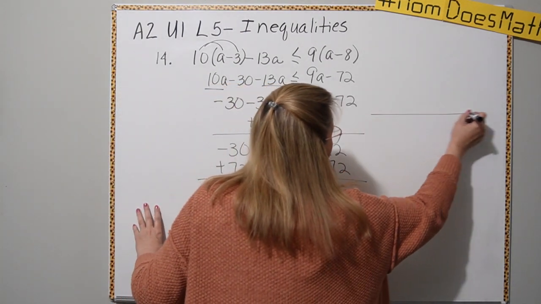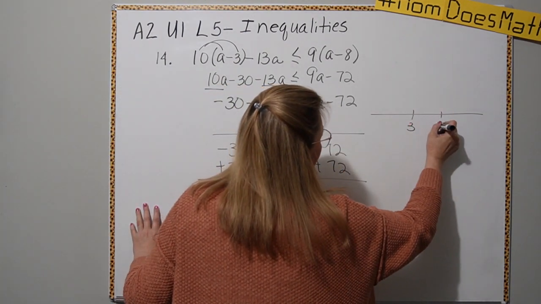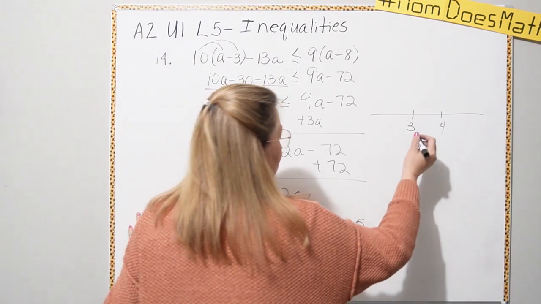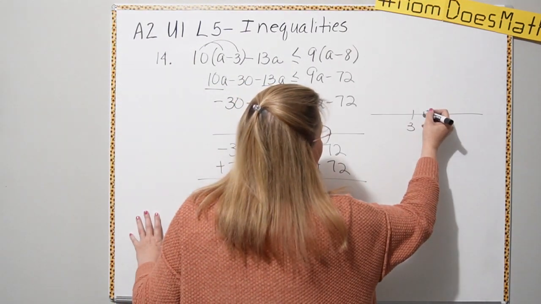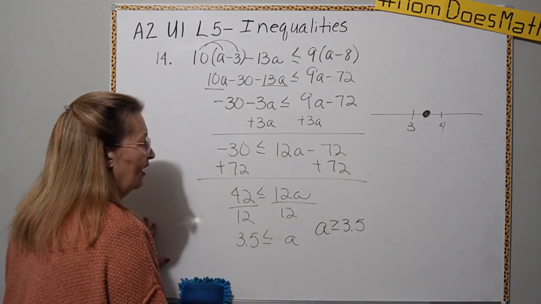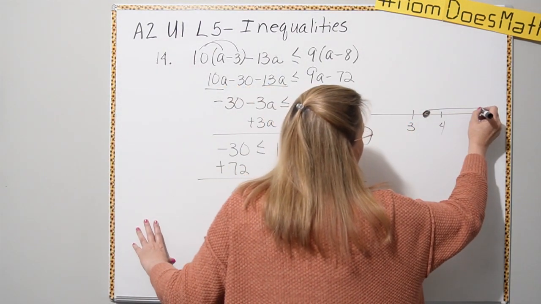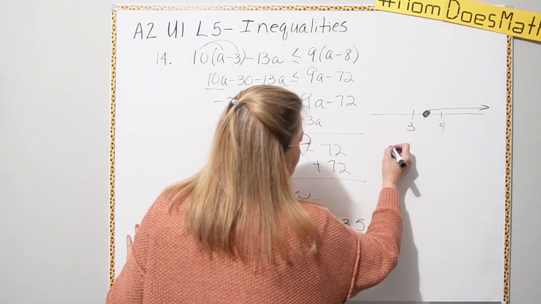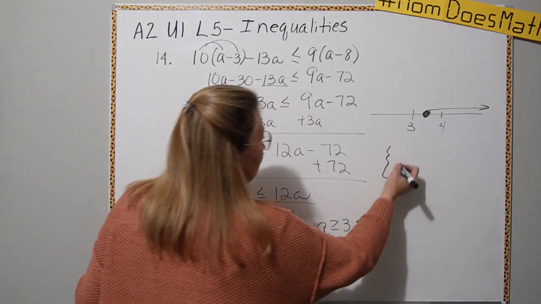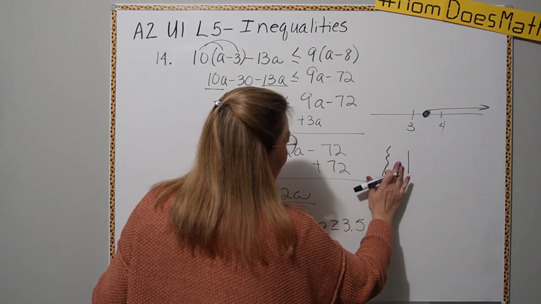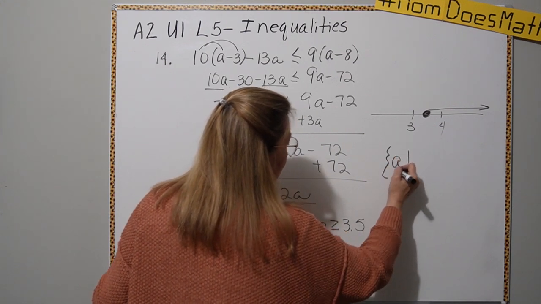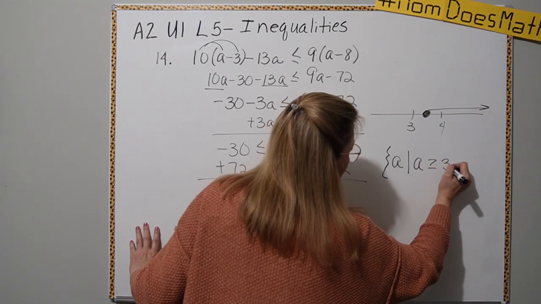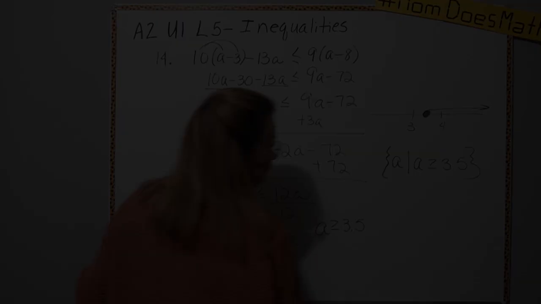So when I put this on the number line, I'll just pick two hash marks and put 3 and 4. All right, it's greater than or equal to, so it's going to be a solid dot at 3.5. And since it's greater than, it's going to go off to the right. Now, we're doing this in set notation, so we're going to have a brace. X, so, let me put A. Put whatever letters are in your equation. A such that A is greater than or equal to 3.5.